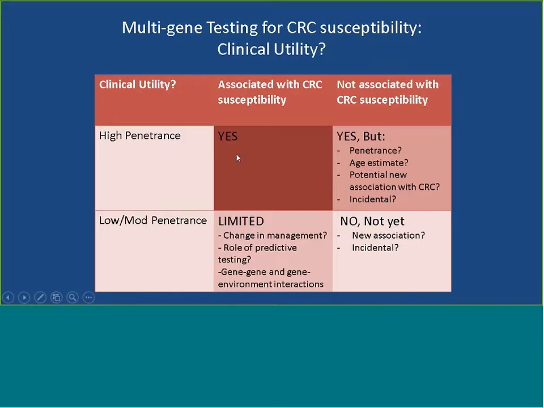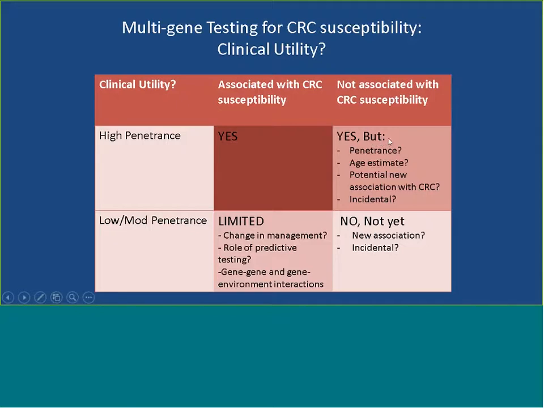So there are your high penetrance genes and your lower and moderate penetrance genes, and certainly clinical utility has been proven in patients with high penetrance genes associated with the phenotype at hand, in this case colon cancer. What about patients with high penetrance genetic mutations in genes that are not traditionally associated with colon cancer susceptibility?